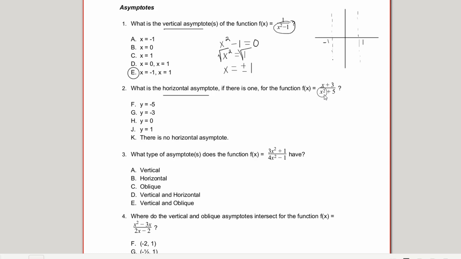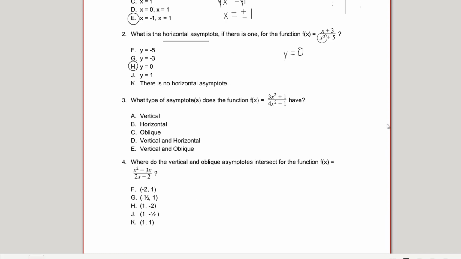It is in the denominator, and by definition, if the largest exponent is only in the denominator, we're going to automatically have a horizontal asymptote of y equals 0. And that gives us answer choice H. This is just a by-definition kind of thing that you want to keep in mind. There are other rules for horizontal asymptotes, and we'll talk about some of those in the next examples.